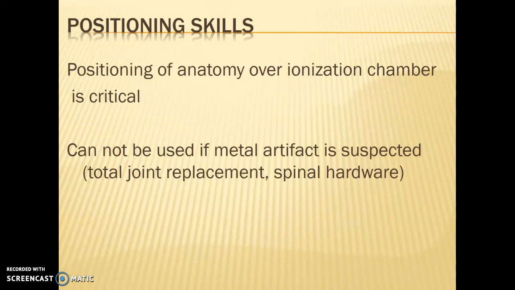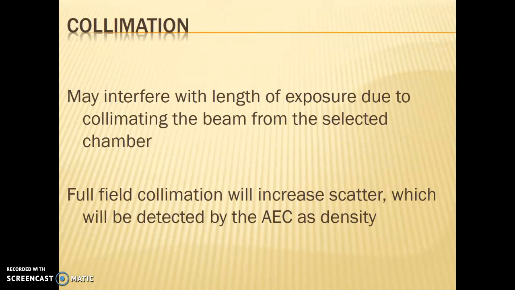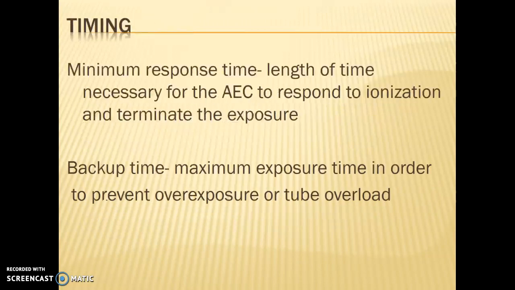As mentioned before, positioning of anatomy over the ionization chamber is critical. AEC cannot be used if a metal artifact is suspected, such as a total joint replacement or spinal hardware. Collimation may interfere with the length of exposure due to collimating the beam from the selected chamber. Full field collimation will increase the amount of scatter produced, which will then be detected by the AEC as density.